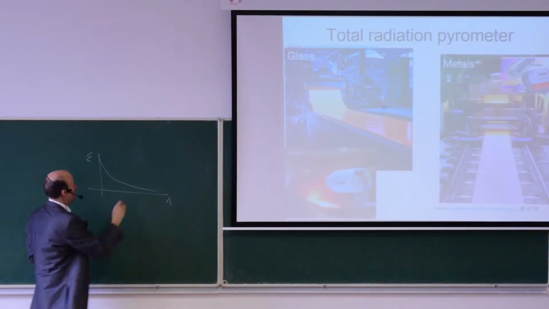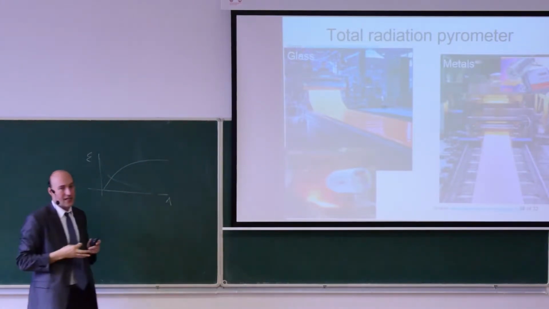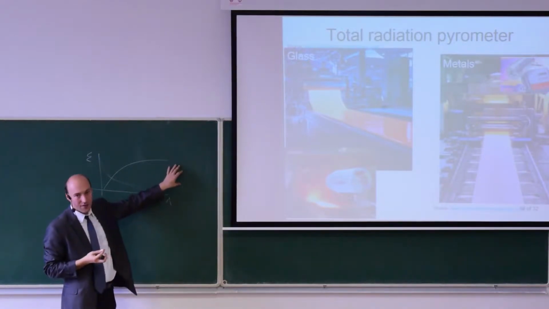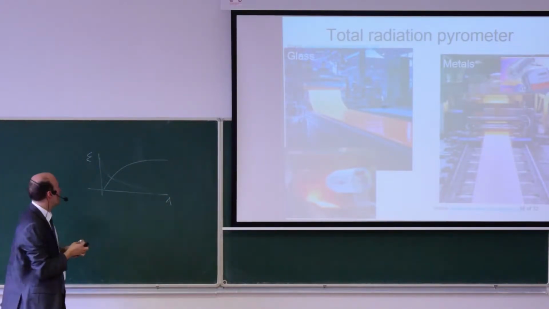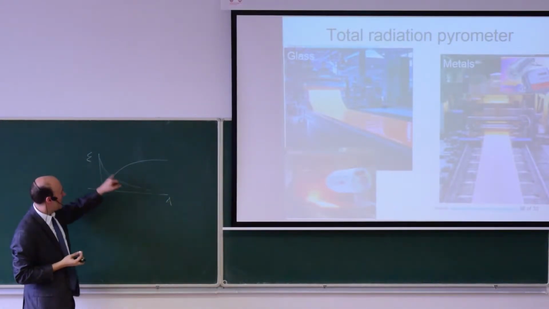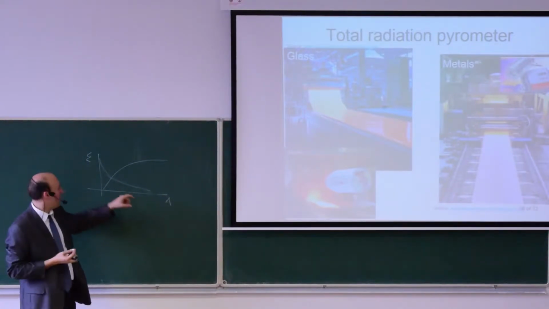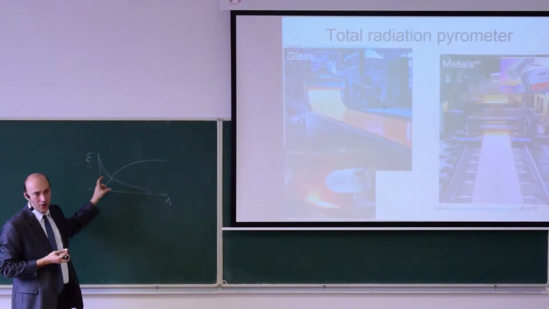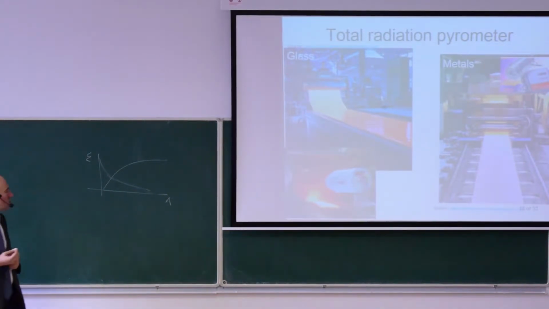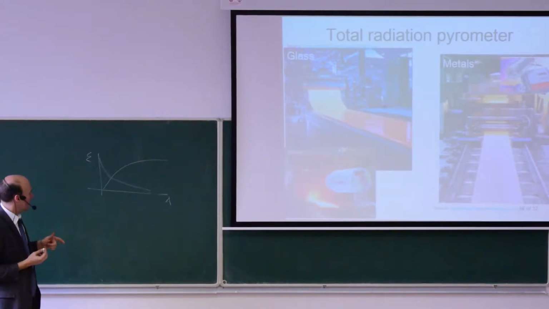So, metals are like this. So they have low emissivity for low wavelength, and they have higher emissivity for higher wavelengths. For different materials, it may look, for example, like this. So they may have emissivity that is low for larger wavelengths and high for small wavelengths. Also, there is a function between temperature and emissivity.